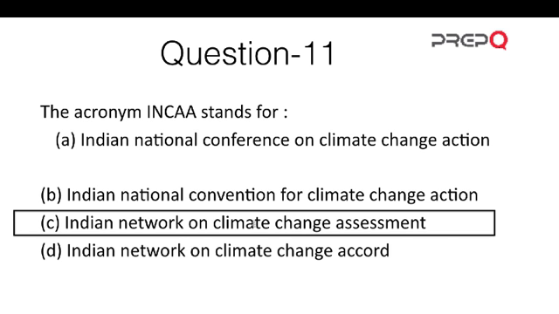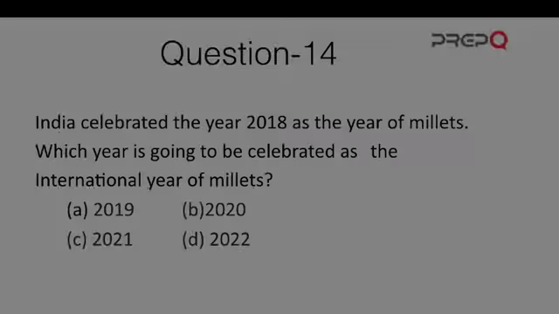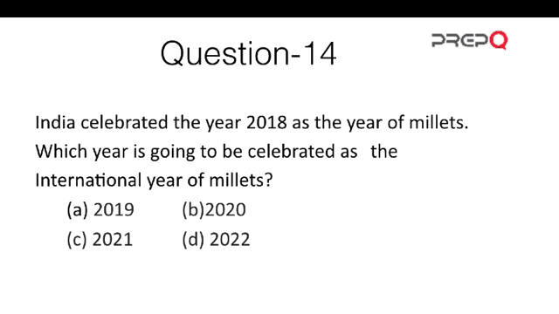It is a network of scientists in India which publishes peer-reviewed findings on climate change in India. So next, India celebrated the year 2018 as the year of millets. Which year is going to be celebrated as the International Year of Millets? The correct answer is 2019, and this was also proposed by India. Now the question is, many people do not know what millets are. So basically, the major millets are jowar, bajra and ragi.